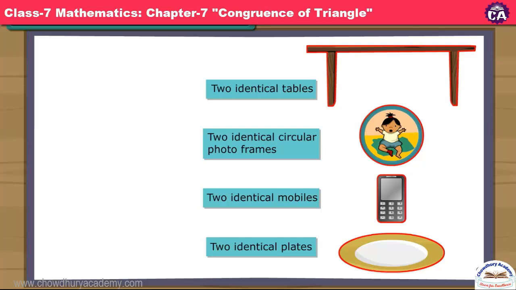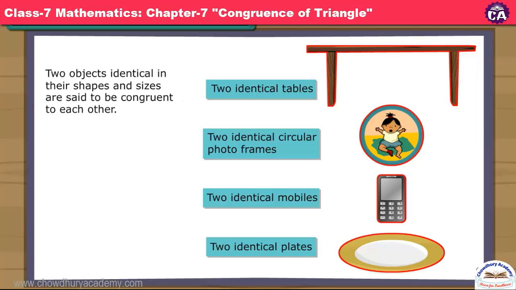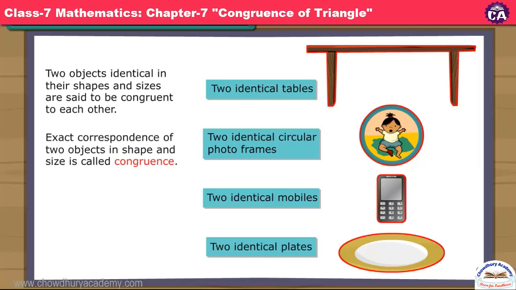What do we observe? The outline at the bottom is invisible. It merges with the outline on the top exactly. Two objects identical in their shapes and sizes are said to be congruent to each other. Exact correspondence of two objects in shape and size is called congruence. This is the symbol of congruence.